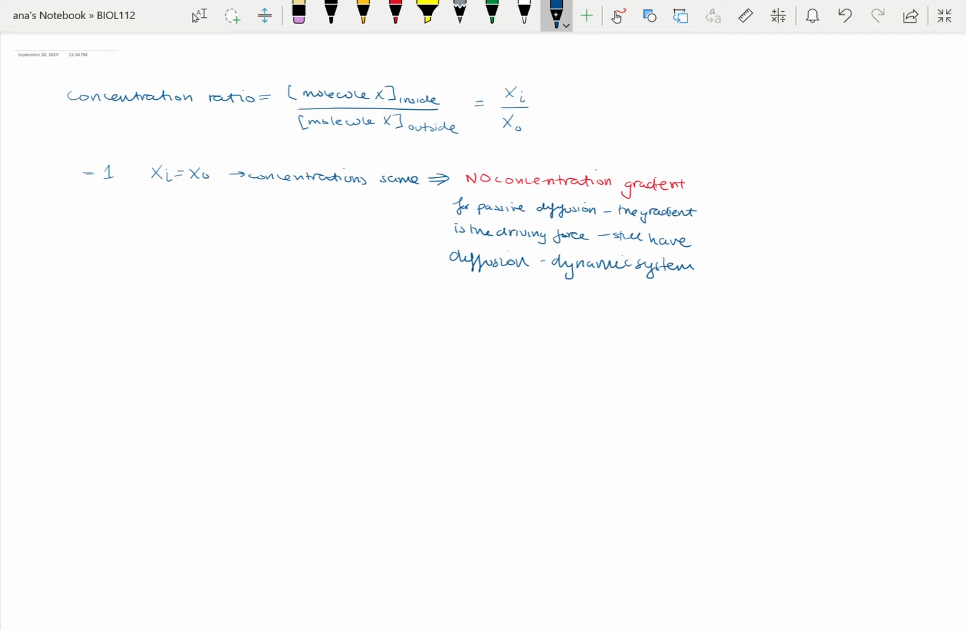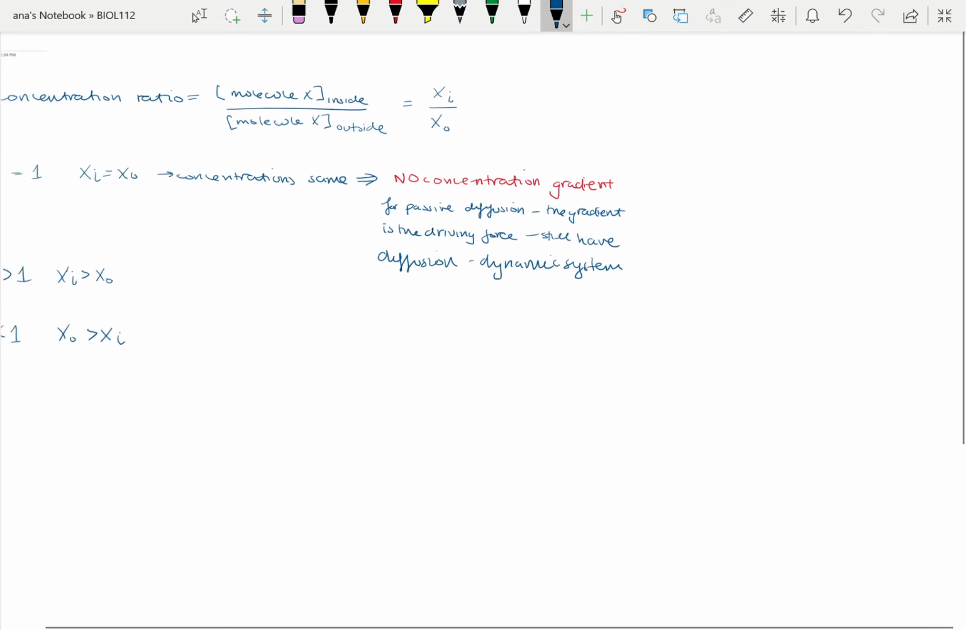So the other two conditions are greater than 1, which means that xi is greater than xo. So the concentration inside is greater than the outside concentration. And then, of course, we have less than 1, where xo is now greater than xi. So the concentration outside is now greater than the inside concentration.